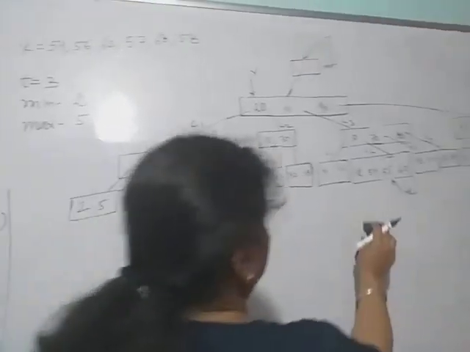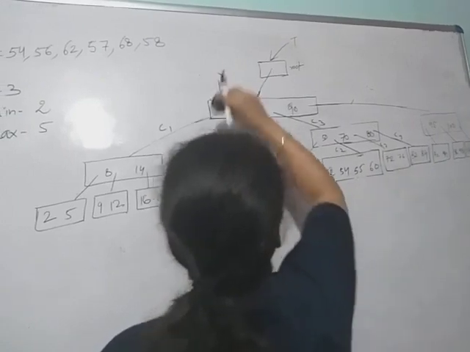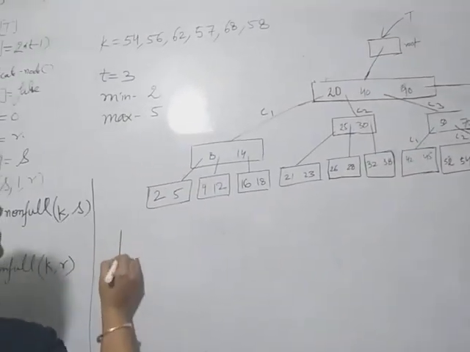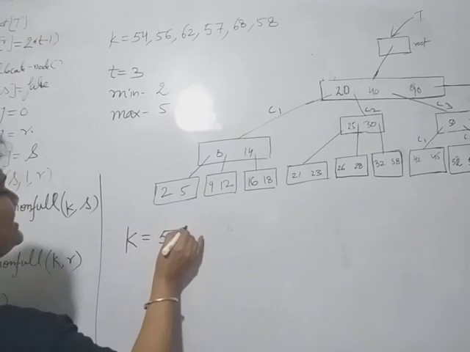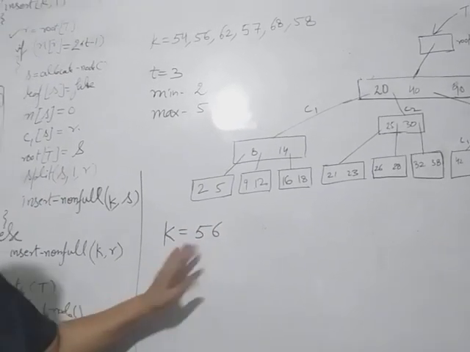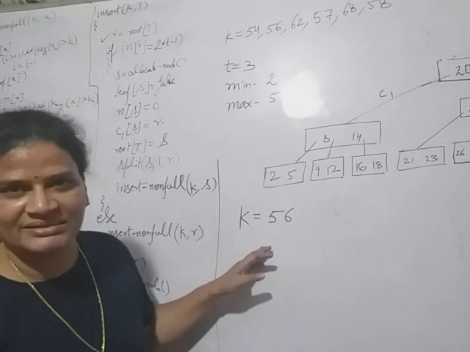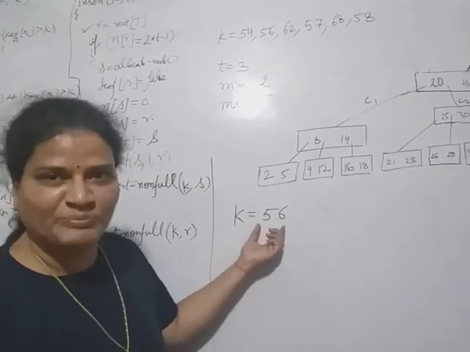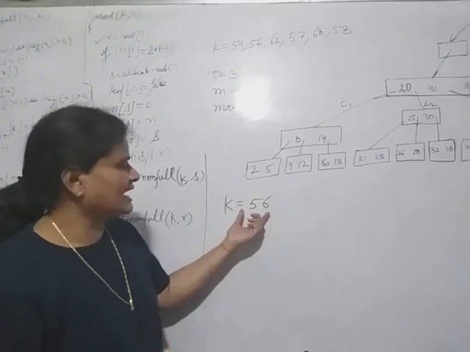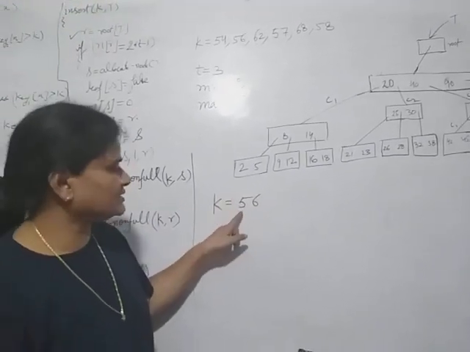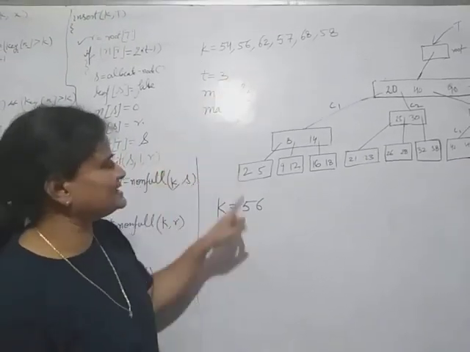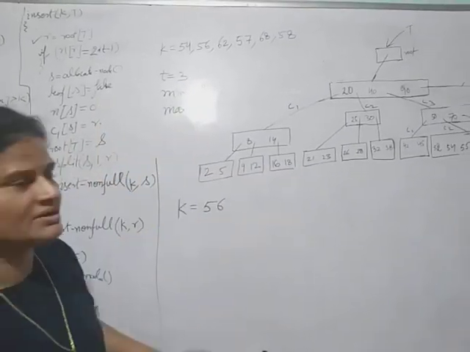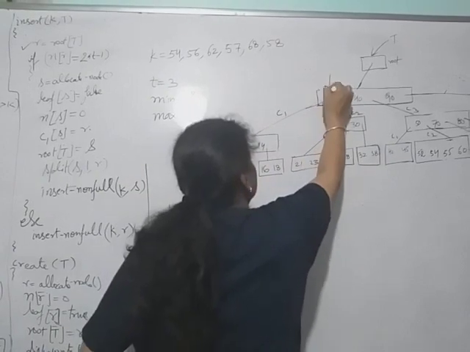Now the next key what I want to insert is 56. Okay, the previous key, by mistake I used the term 56, but the previous key I had to insert is 54. But now I want to insert the next key, 56. Again, I will start from the root node R. This is R.